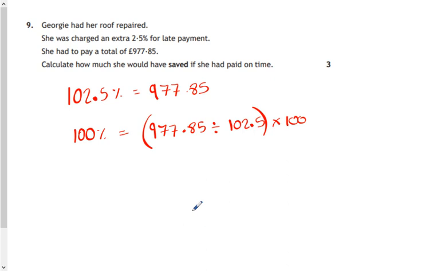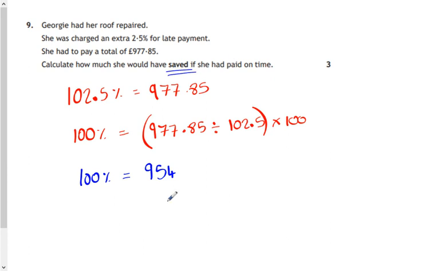So using our brackets again, we get 977.85 divided by 102.5, and then times that answer by 100, and we get that she should have paid, our 100% should have been £954. Now we want to know how much she would have saved.